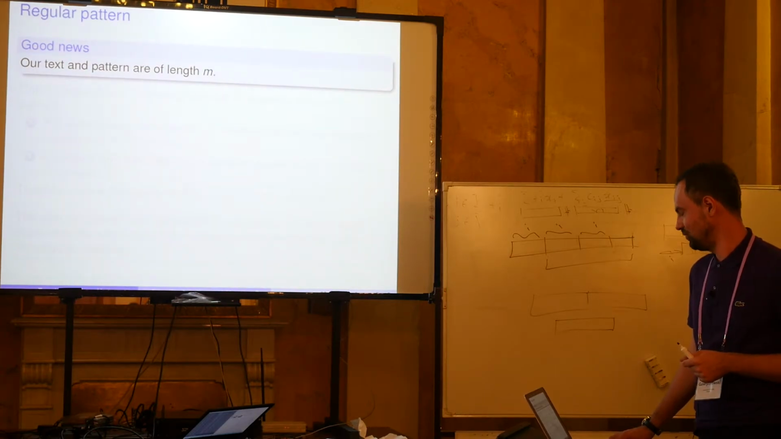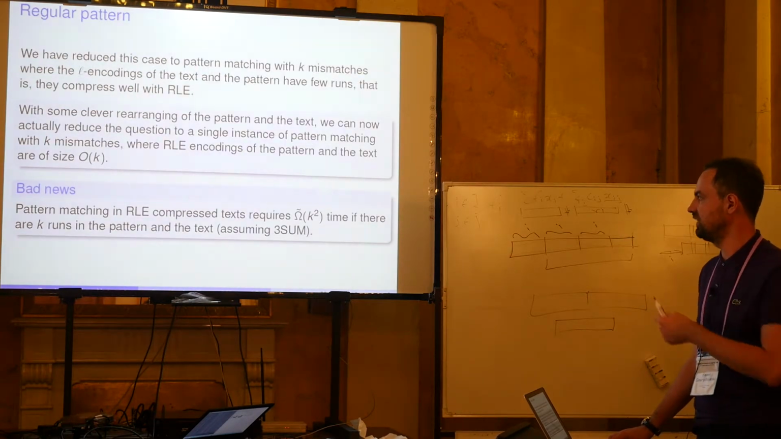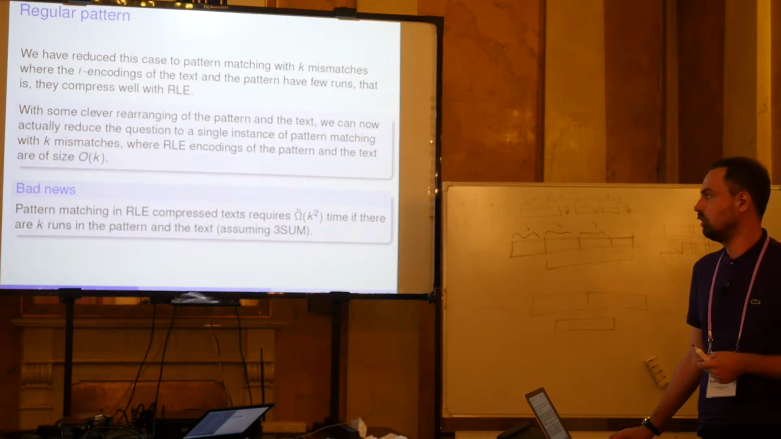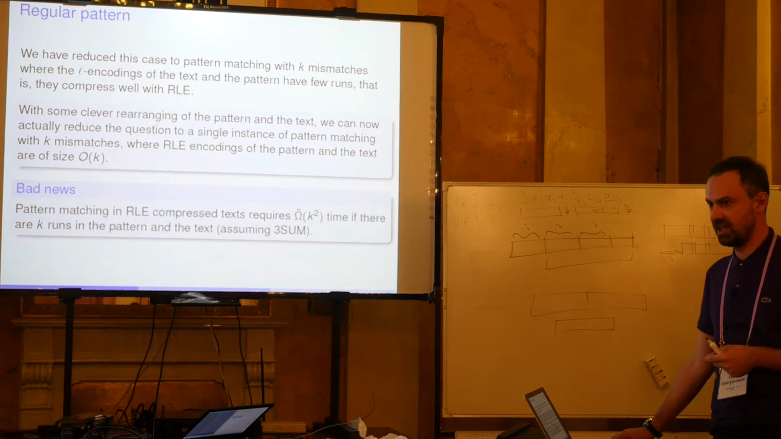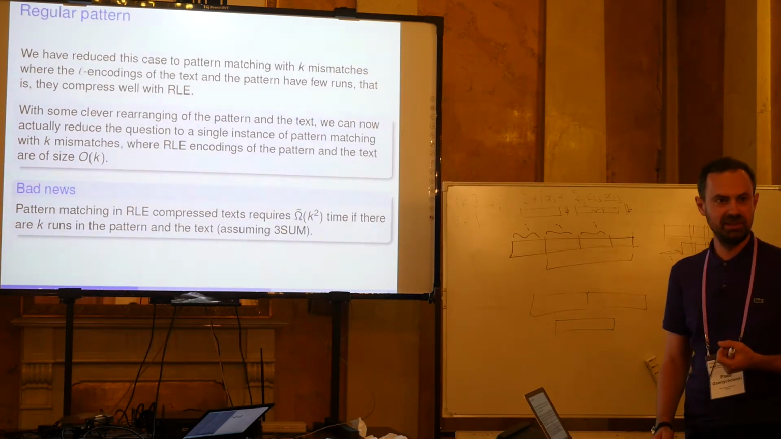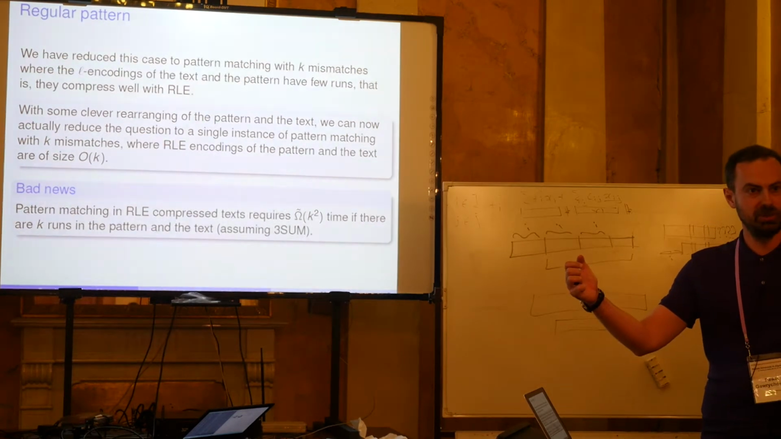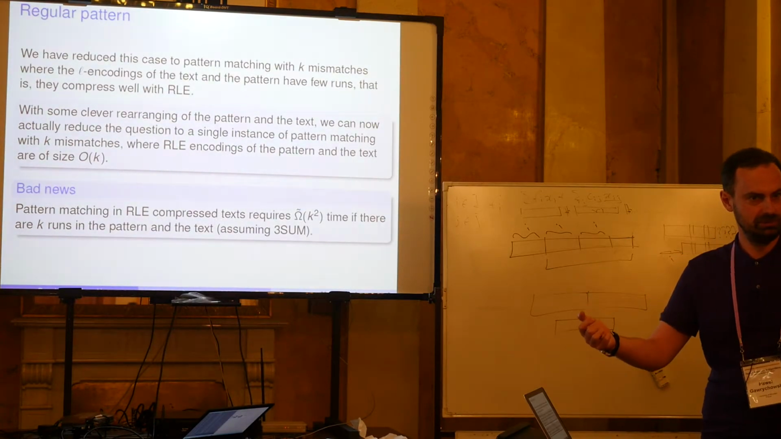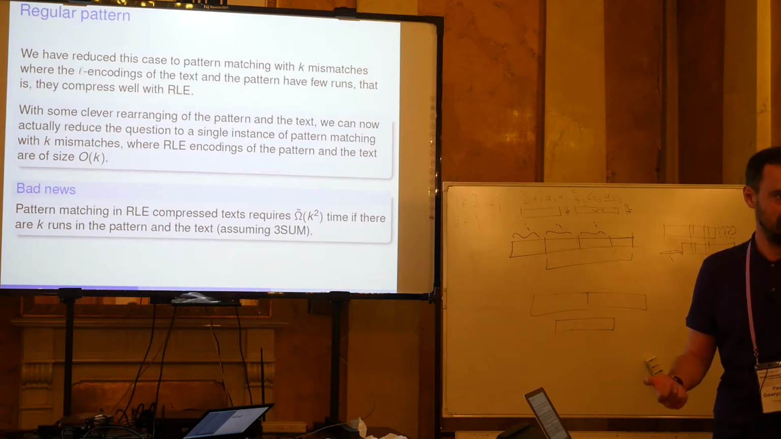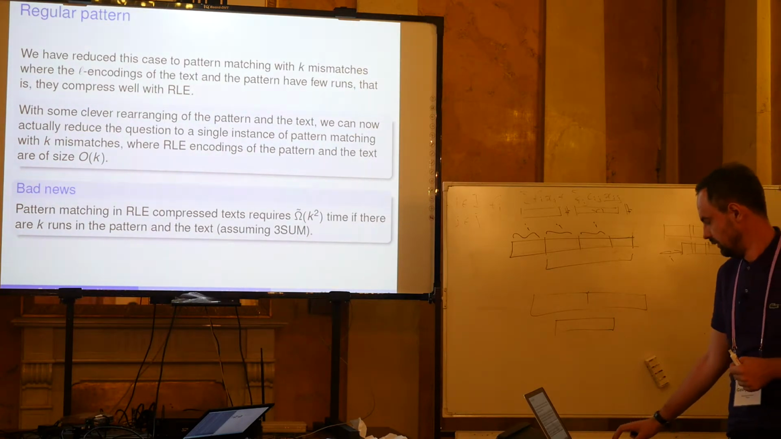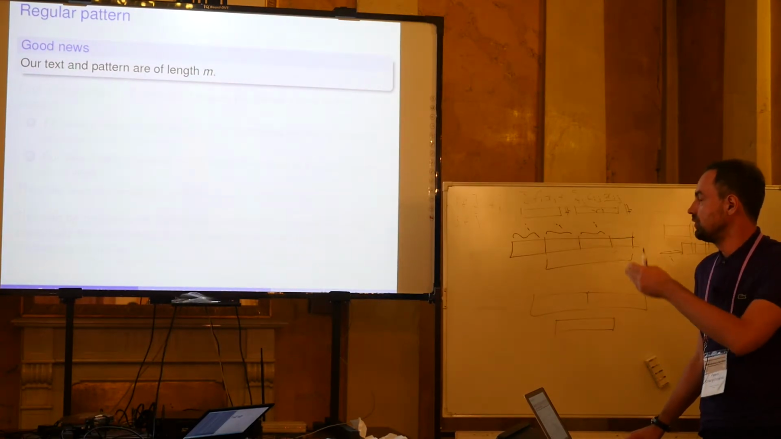The good news is that you not only know that your pattern and the text compress well, you also know that they're of length at most m. So there are two parameters, k and m. And this reduction from three-sum creates instances when the pattern is long. It compresses well, but it's long. Because in three-sum, you need the universe to be large enough, right? I mean, quadratic or cubic, I don't remember.